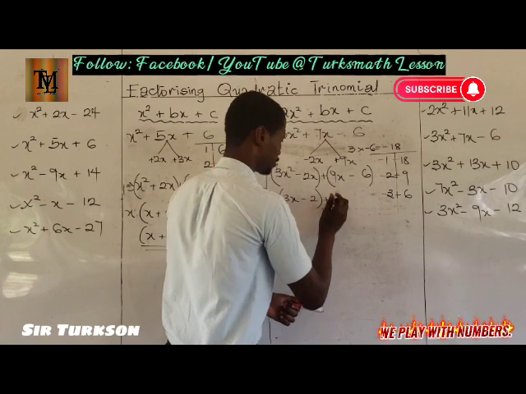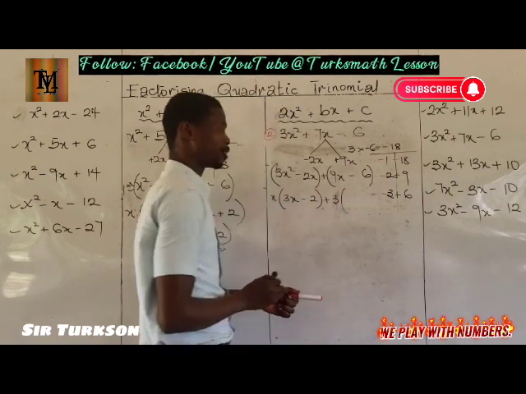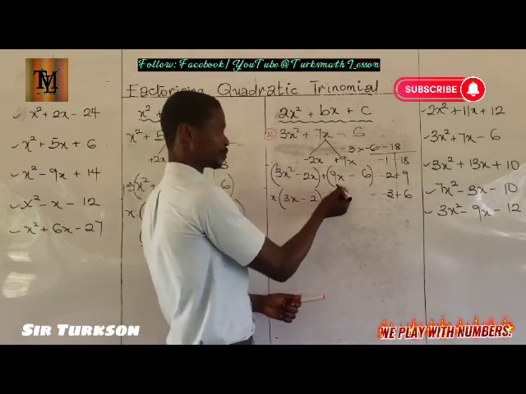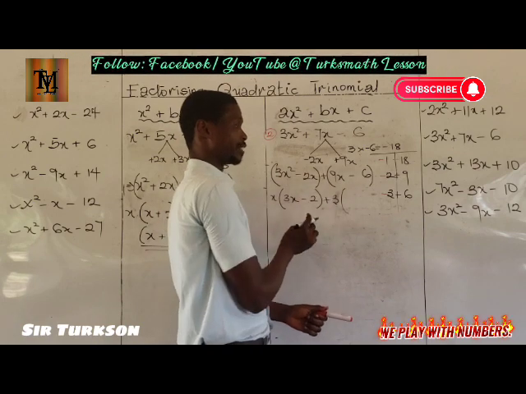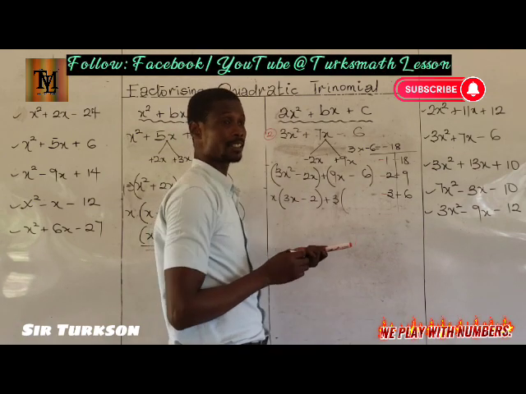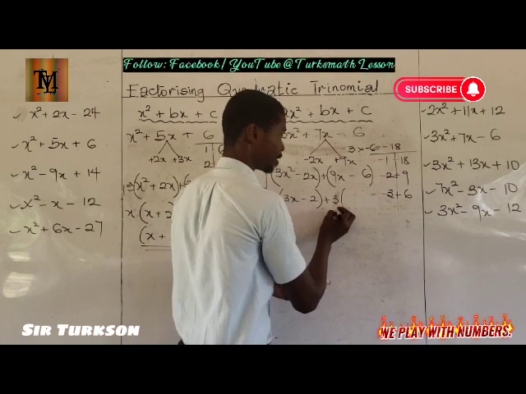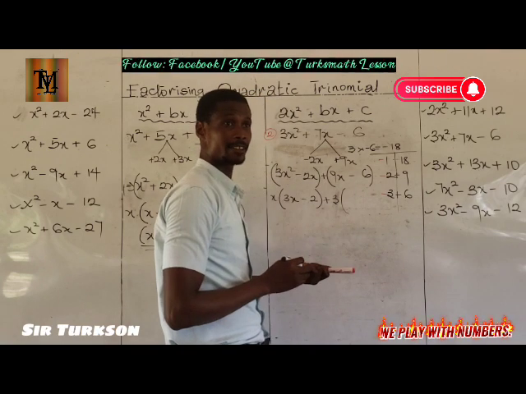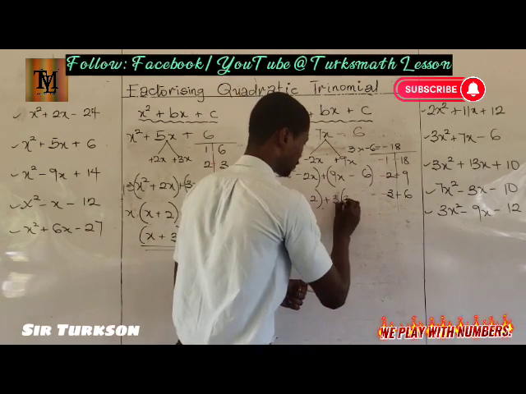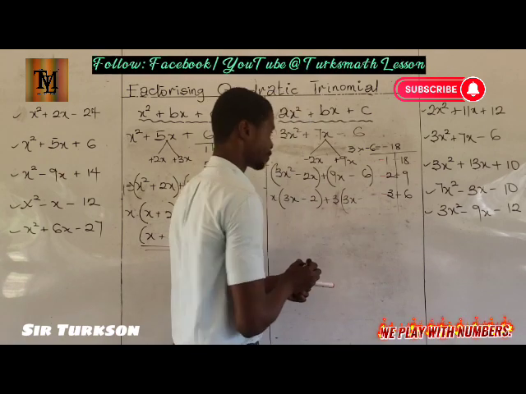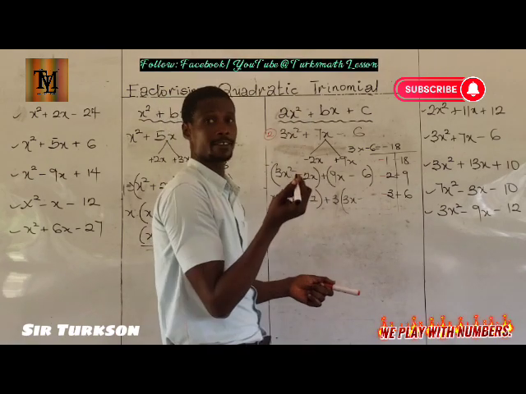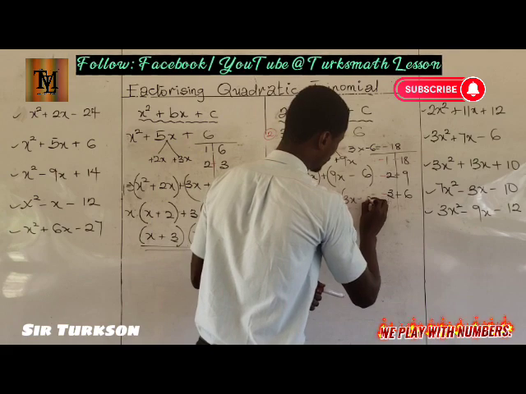In 9x minus 6, what's the common factor? 3. Very good. 3 is the common factor. So 3 outside. Now, 9x divided by 3, 3x, isn't it? Minus 6 divided by 3, 2. Very good.